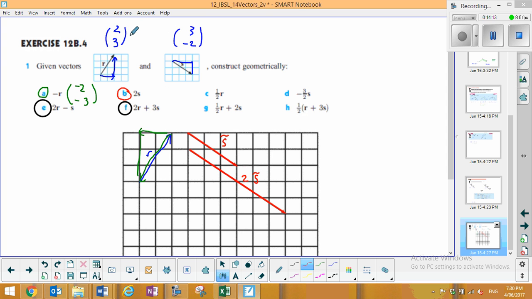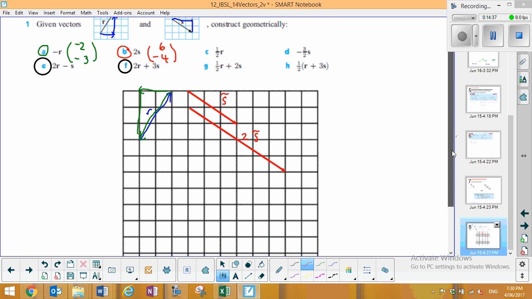What would be our component version of that? If this is our S and we've now got double that, we've effectively gone 6 in the positive X direction, and we've gone down 4, 1, 2, 3, 4 in the Y direction. So we can see how that works. So let's have a quick go at that one, and then we'll leave the rest to do in class.